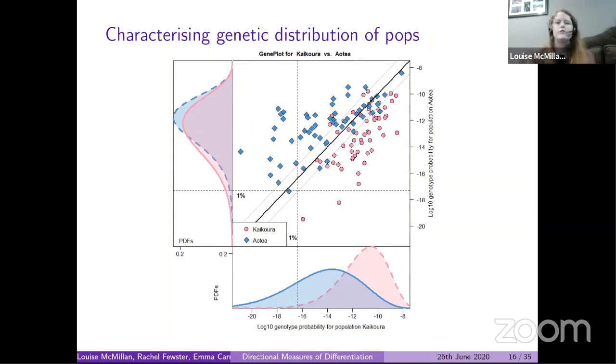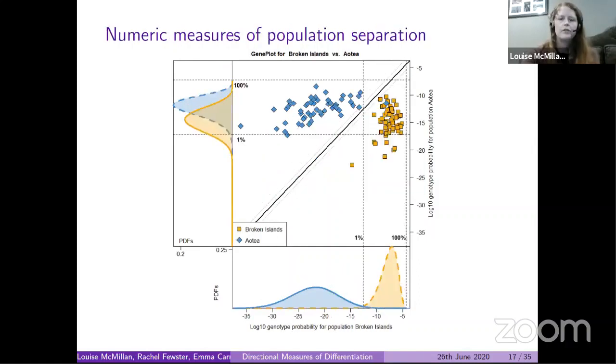However, even though you've got more overlap in general, you can still see what might not be obvious just from the central gene plot alone, which is that again you've got this asymmetry, which is again due to the fact that Kaikoura was founded from Aotea. So another benefit of having these summary plots is that you can also then get numeric measures to summarize the situation between populations.